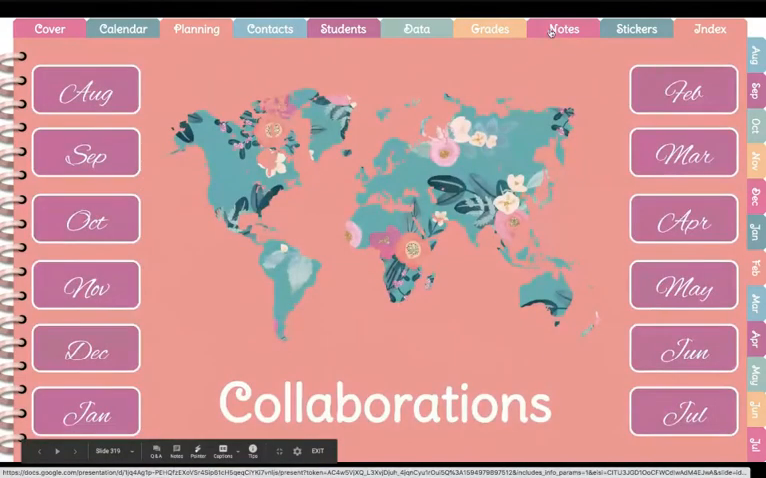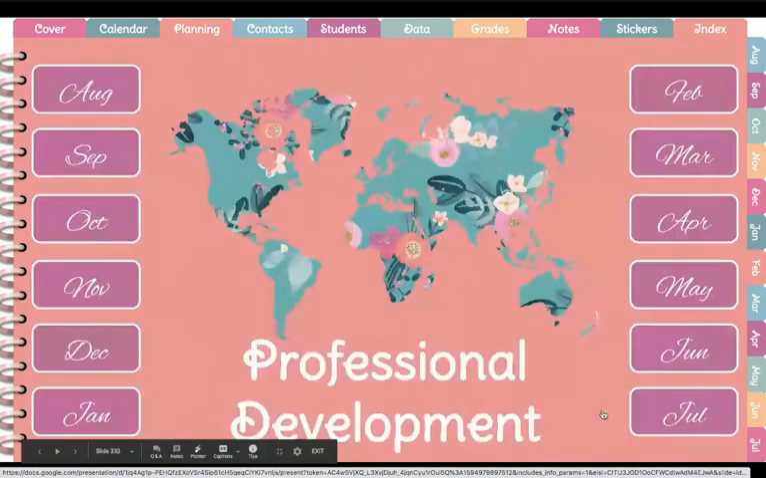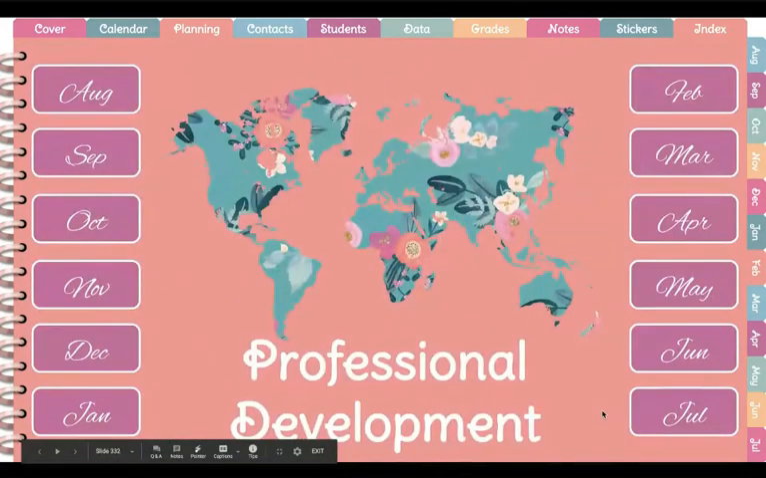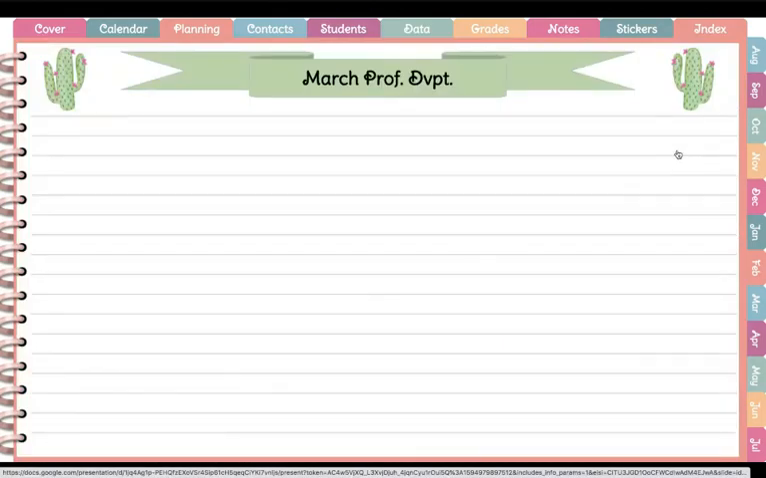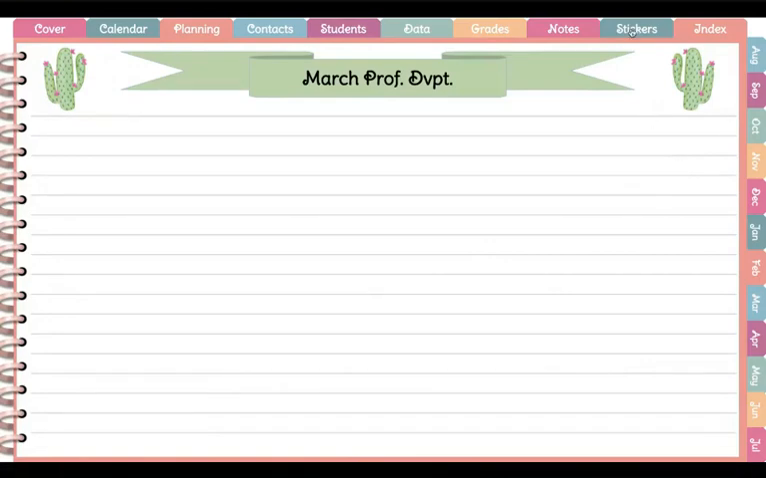They all look identical, with each of the months. So if I wanted to look back at notes from a March professional development, then I can just click on professional development, click on March, and here would be my March notes.